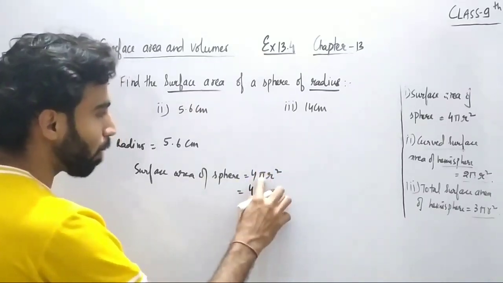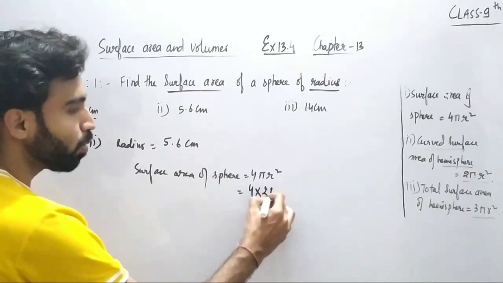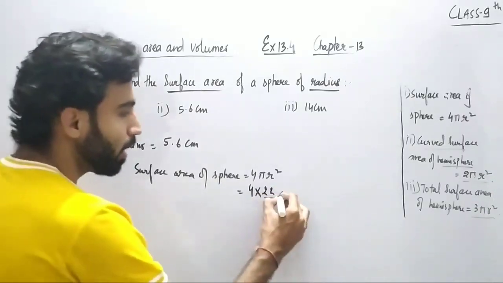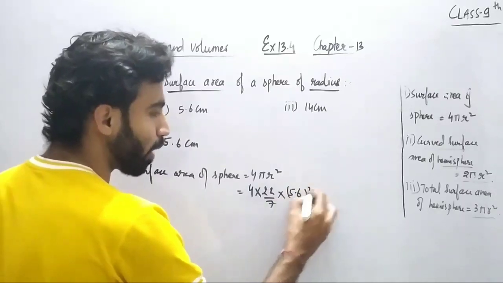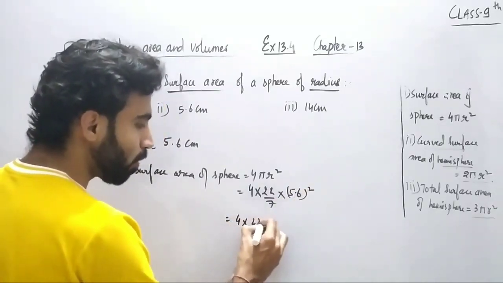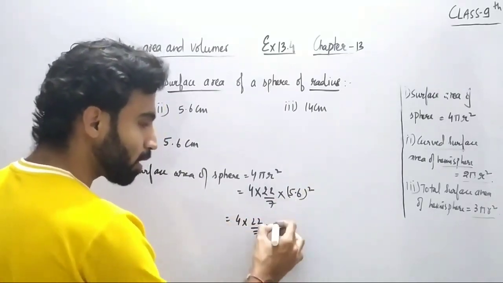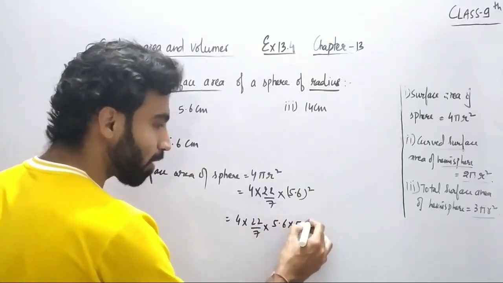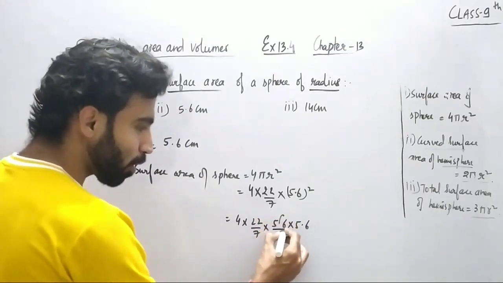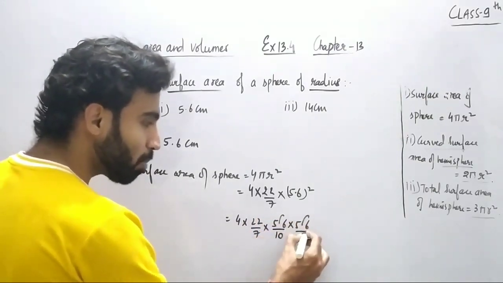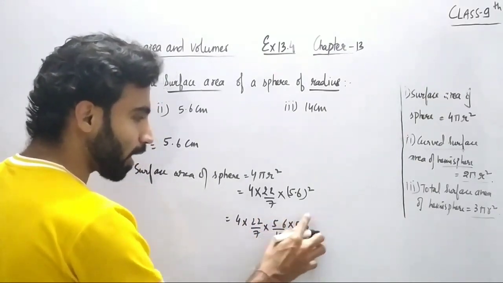So 4 into pi, you can see pi is 22/7, right? Into radius square. So what is the radius this time? You can see 5.6 square, right? So again, what we have to do here is simply multiply this twice. So that will be 5.6 square, multiplied 2 times. Here you can see, if you remove the decimal, the denominator will be 10. Decimal removed, in the denominator we will get 10, right?